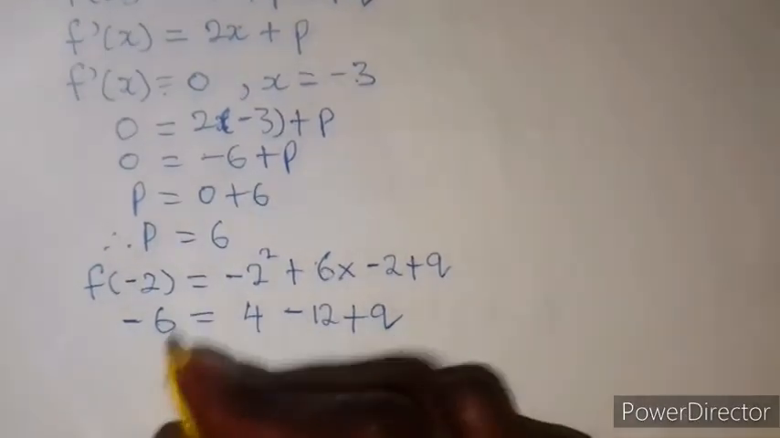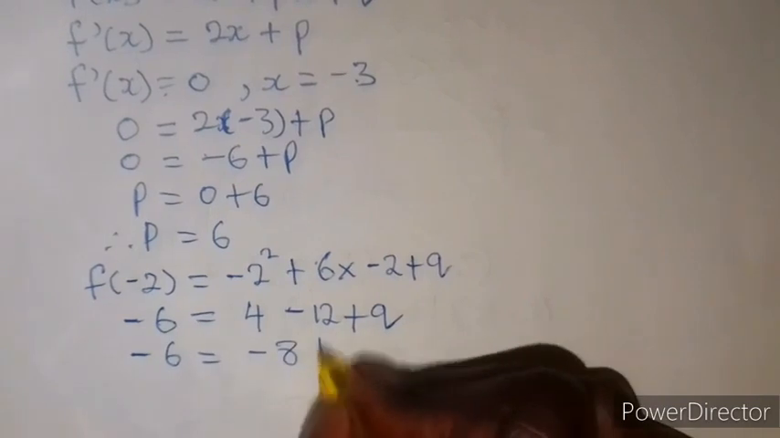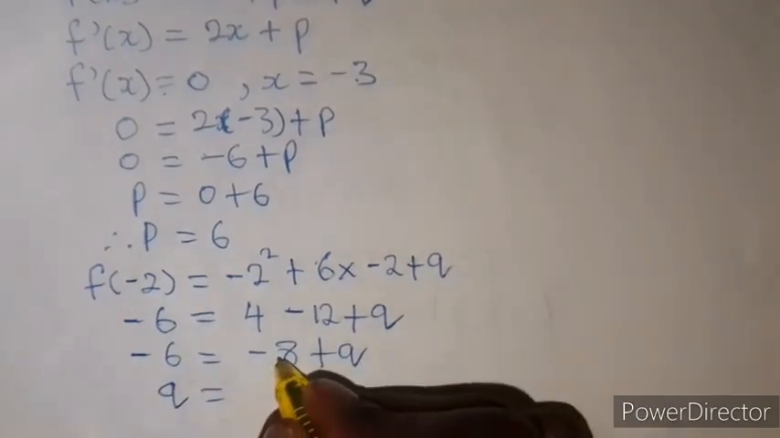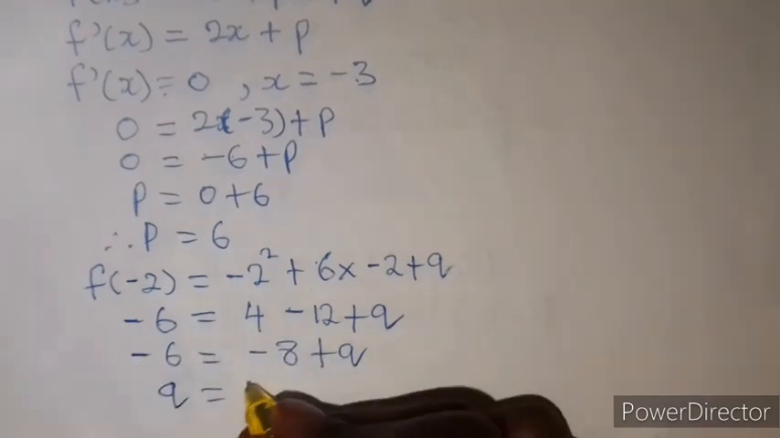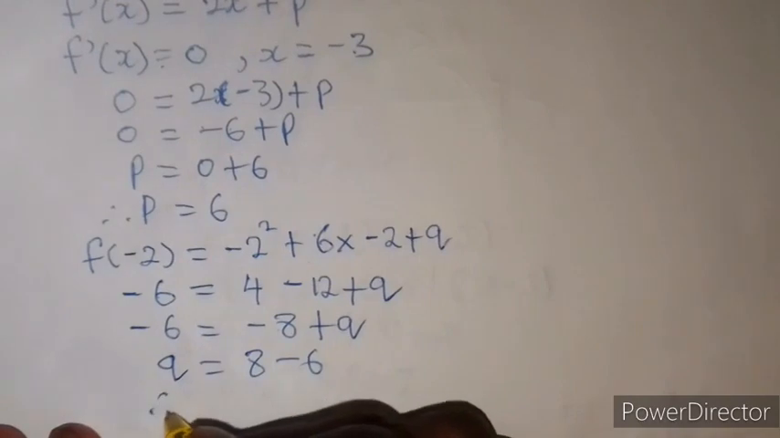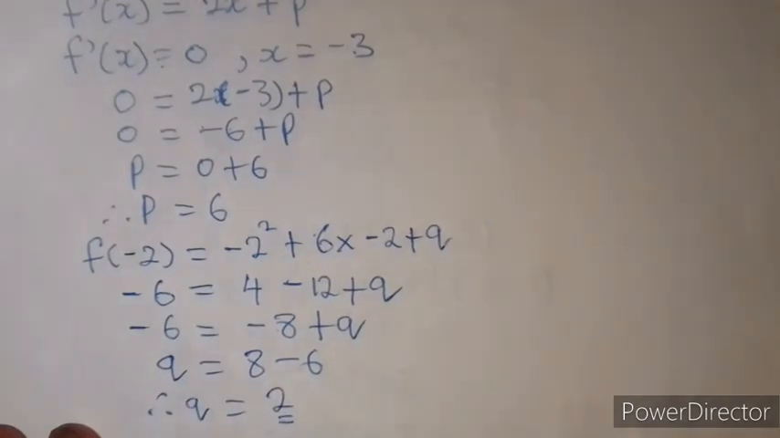Now let's solve this simple equation. We have minus 6 equals minus 8 plus q. That means if we are looking for the value of q, we have to take minus 8 to this side. It will become plus 8, then minus 6. So therefore, the value for q is 2. And this is now the answer to the question.